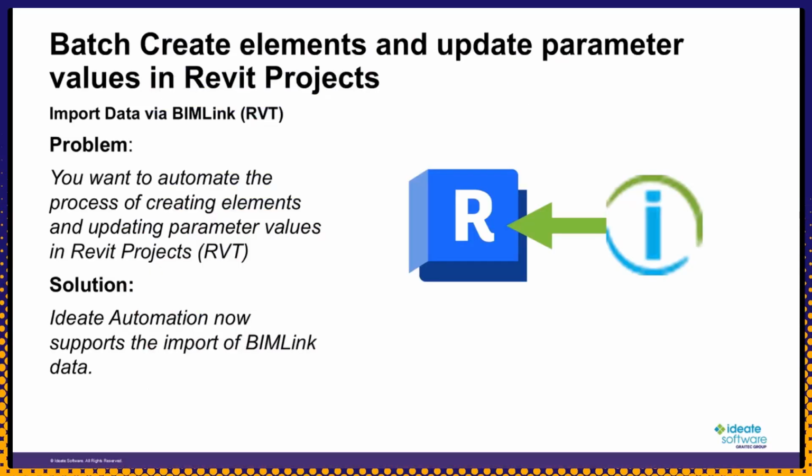For the second workflow on importing data via BIMLink to Revit files, we've made it easier and scalable. If you ever need to create multiple elements or update parameter values across your projects, Ideate Automation now supports BIMLink data import. This means you can batch create elements and update parameters automatically, saving time, reducing manual effort, and ensuring consistency across your models.